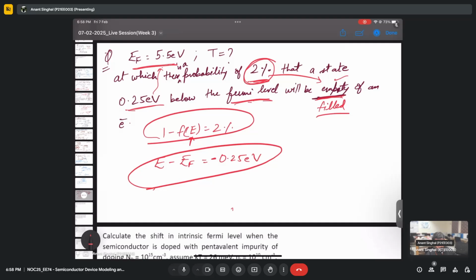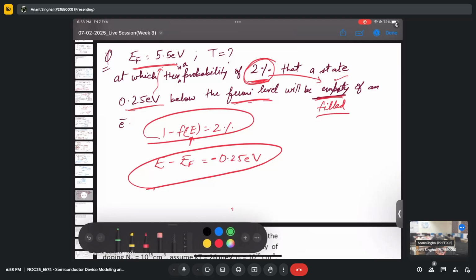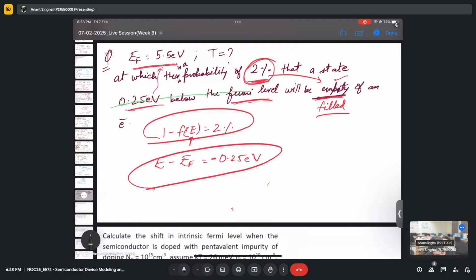Okay. The concept of Fermi level, empty and filled. Let's say I have complicated the problem, but if it says the probability is 2% that a state will be occupied by an electron, then you would say F of E is 2%, right? Now it is saying that the state is empty, so first of all, 1 minus F is 2%.